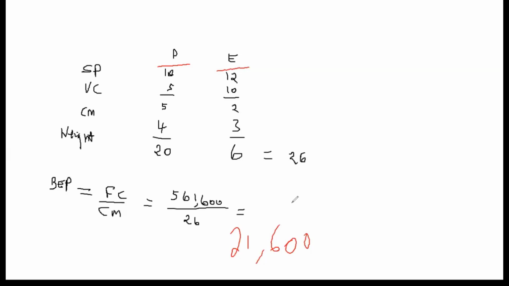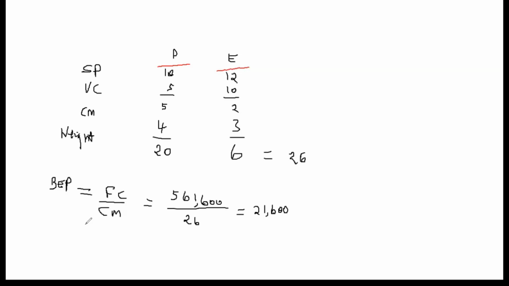Is somebody writing this from another end? Hey. Huh? 21,600. Okay. So 21,600. So these are now the units that we need to sell to break even.